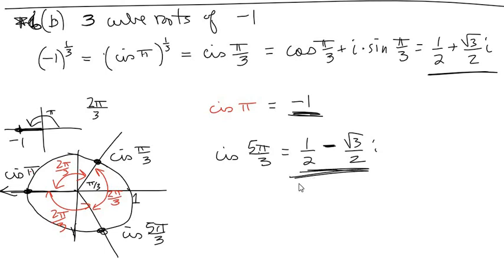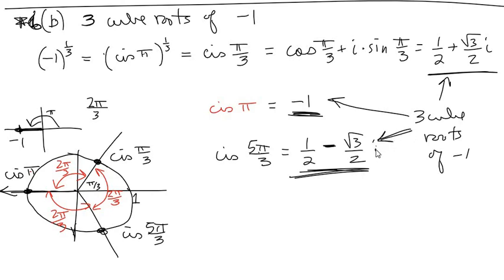So there is my third cube root. Okay, so we got 3 cube roots of -1. There's one of them. There's the one you probably knew in 5th grade. And there is the third one.